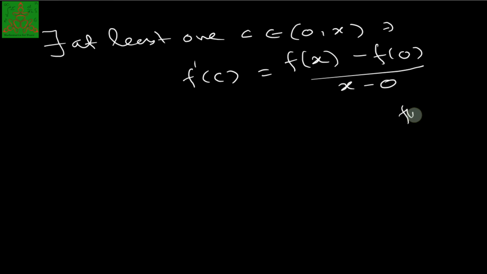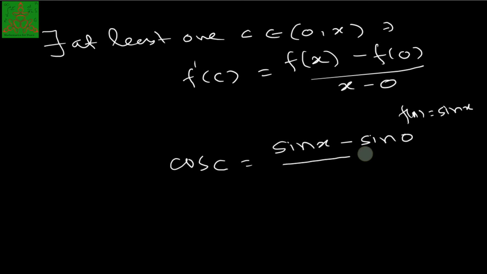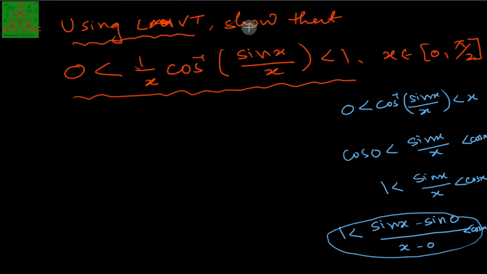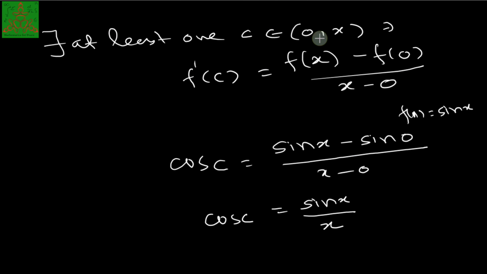What is f of x here? f of x is sin x. So the derivative of sin x, we know, is cos x. So it is cos c equal to sin x minus sin 0 upon x minus 0. That will give me sin x upon x is equal to cos c. Now the question is to obtain this inequality, and here we have that c is in between 0 to x. So we'll start with that.